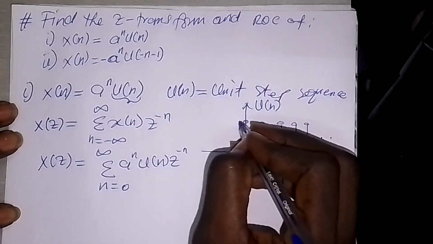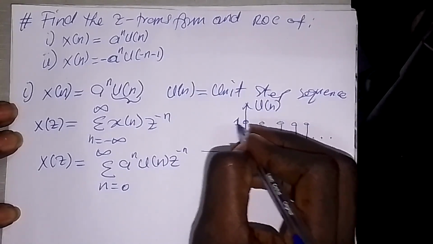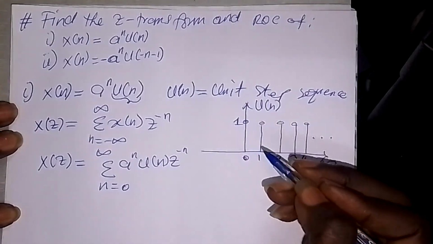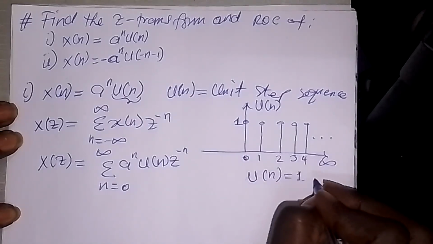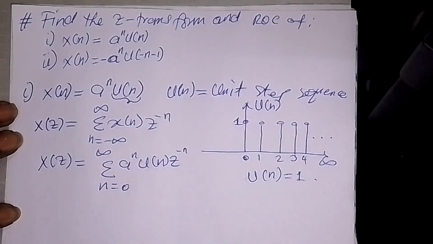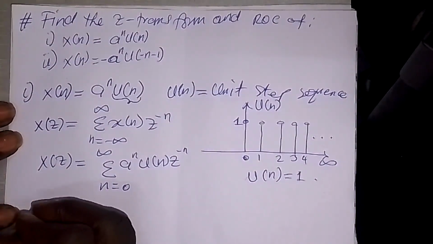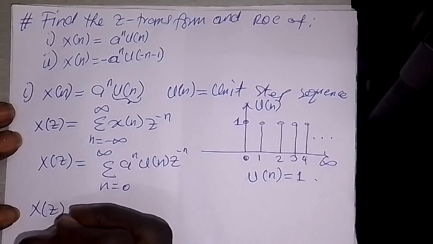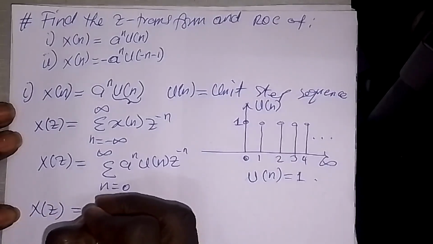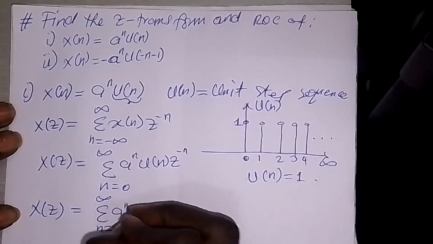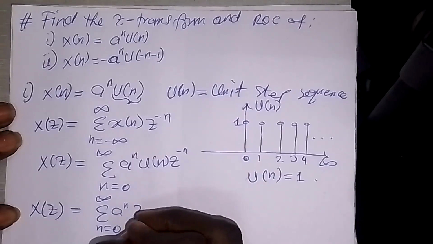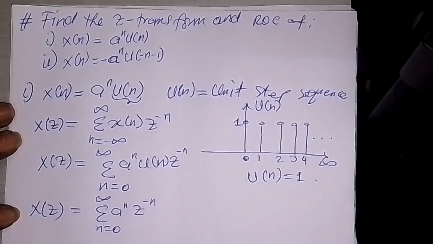But for this sequence, the magnitude here is 1. That means that u of n is equal to 1. So where I have u of n, I can put 1 there. If I put 1 there, then my x of z is now equal to the summation from n equal to 0 to infinity of a exponent n into z minus n, and that is how it will become.